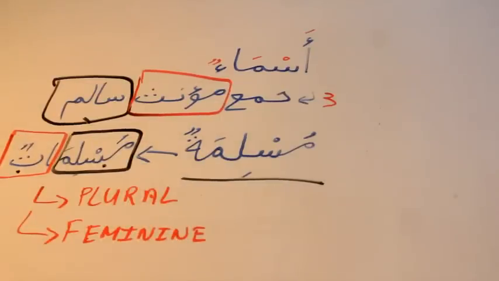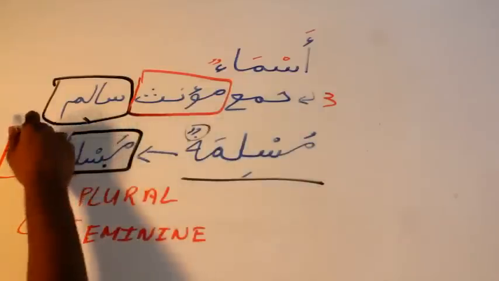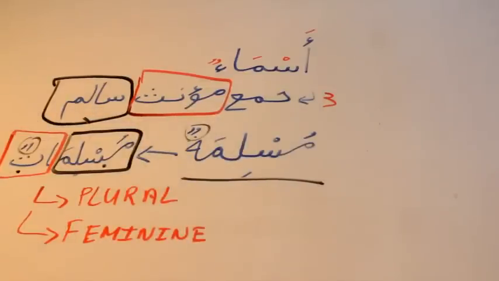And you notice that this word still has a tanween. So the ta does not represent tanween, because the tanween is here. So unlike the Jam Mudhakkar Salim, where the noon is there to represent tanween, in this word there's no need for representation of tanween because the tanween already exists.